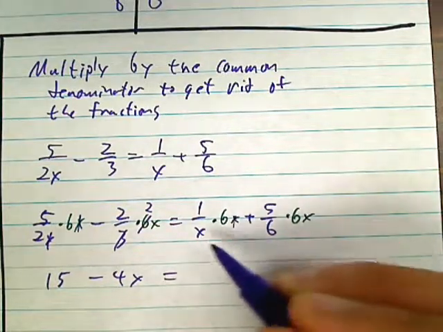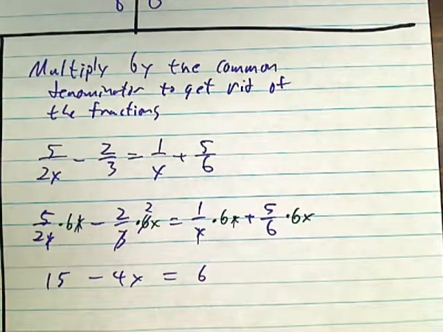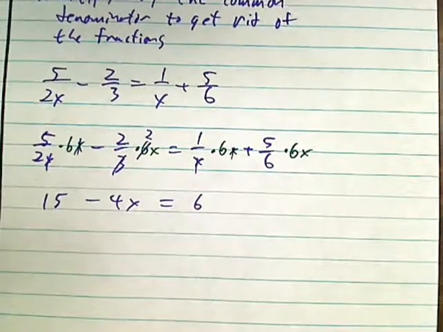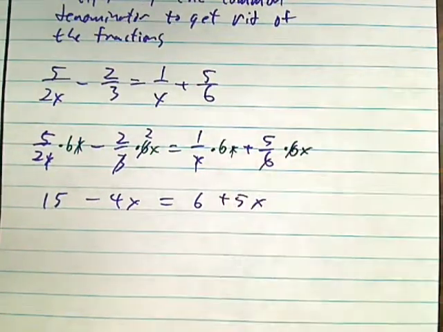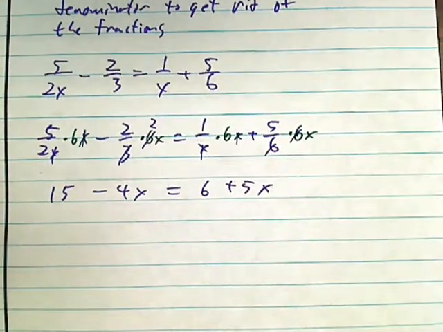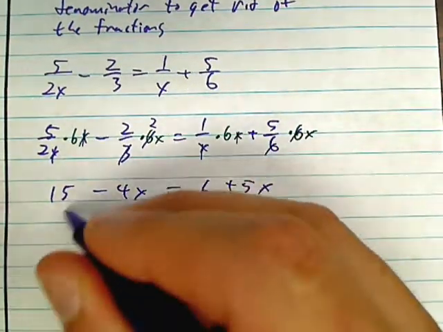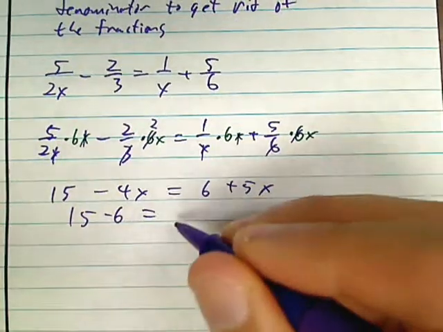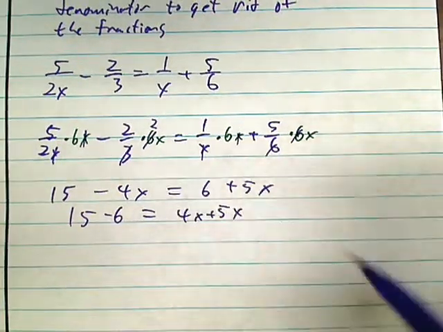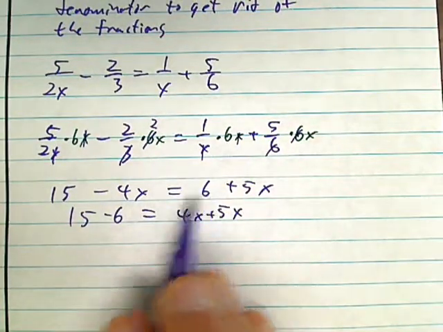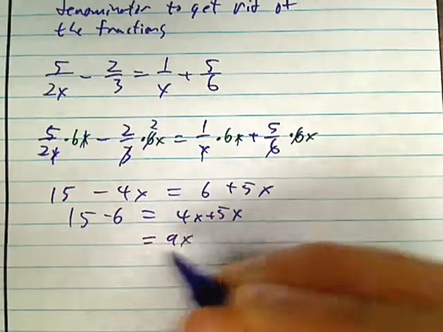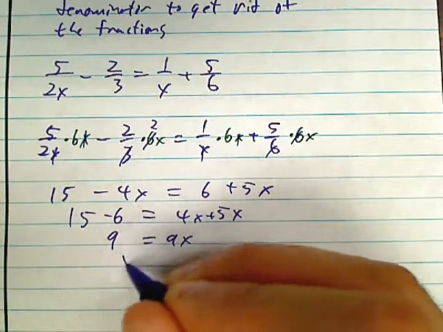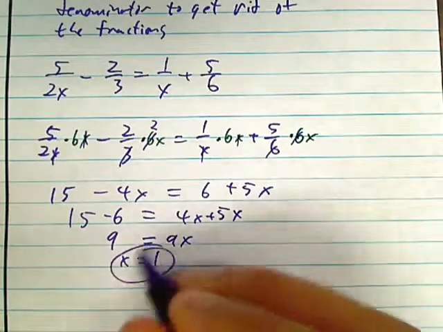The x's over here cancel out. It's going to leave me with 6. And finally, the 6's here will cancel out, so that's plus 5x. And then this is an old friend. Move the 4x over, move the 6 over. Over the line, change the sign. Over the line, change the sign. Get your x's together, get your numbers together. And so x equals 1.